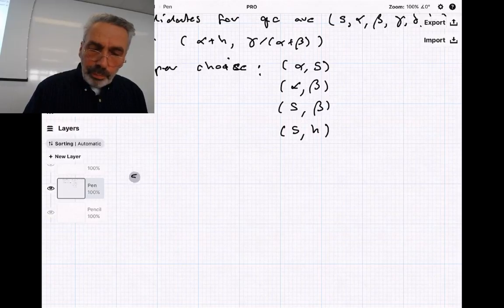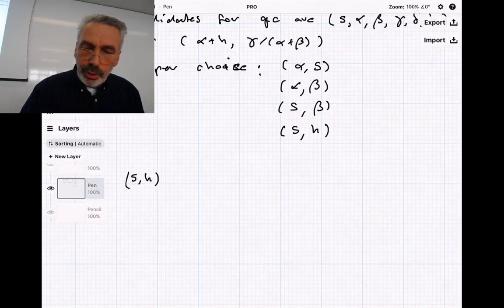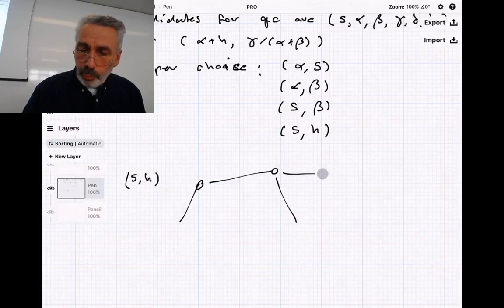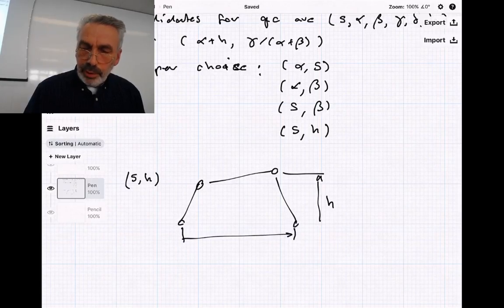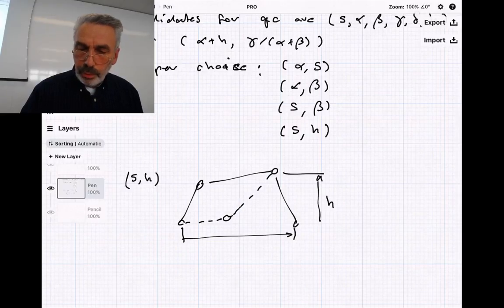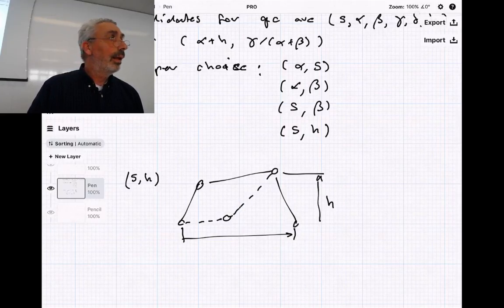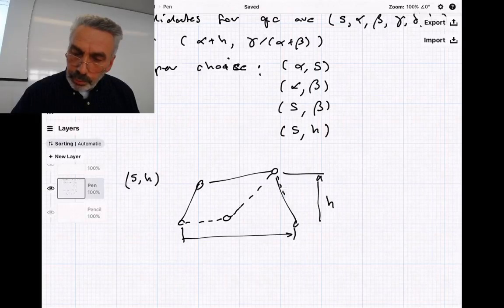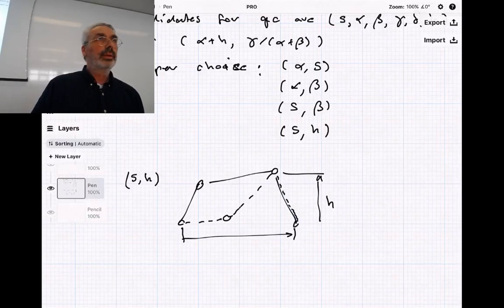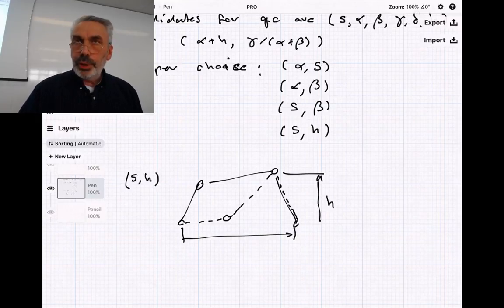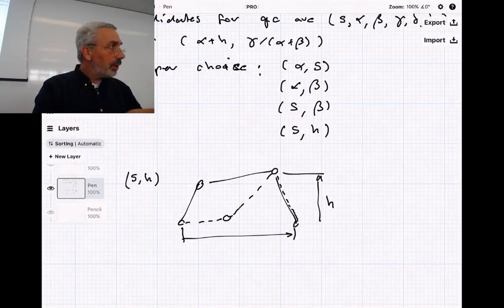if you choose S and H as generalized coordinates, then if you have to draw the mechanism for a certain H and a certain S here, then this is a solution, but this is also a solution. Oh yeah, and I should put this one then, because this stays here. So we have two sets of configurations, x, y, which both map to one set of generalized coordinates.